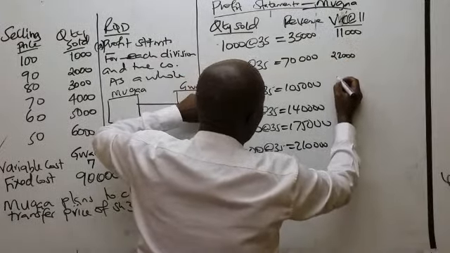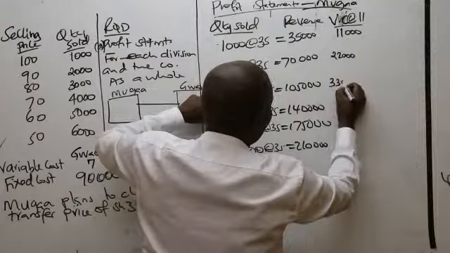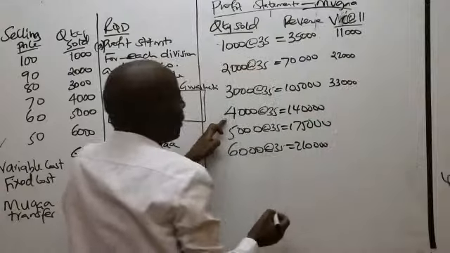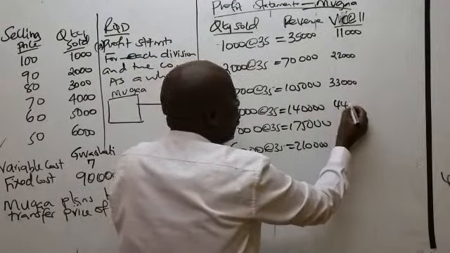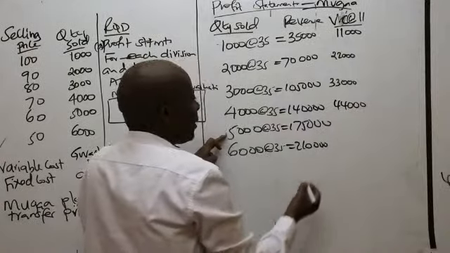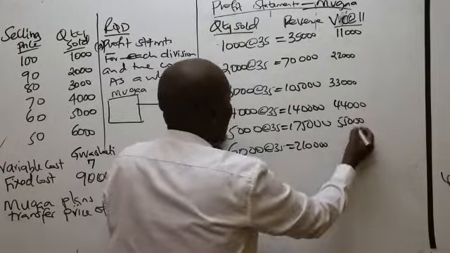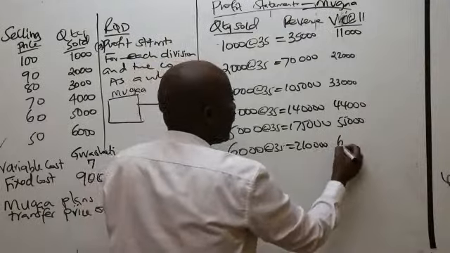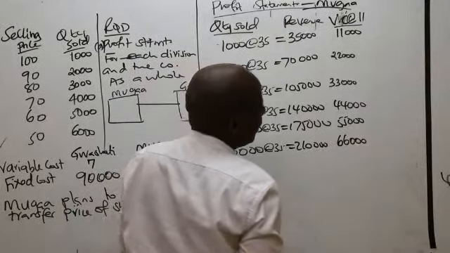This will give us 22,000. This will give us, ladies and gentlemen, 33,000. From there, we have 4,000 times 11, which gives us 44,000. 5,000 times 11 gives us 55,000. 6,000 times 11 gives us 66,000.